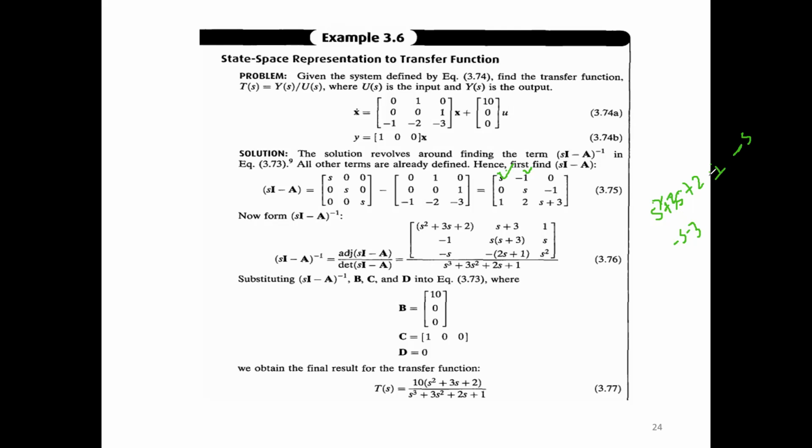Okay, second one would be minus. Okay, and the third one, this one would be cancelled out, 0, minus or plus 1. Actually, it would be minus 1. And for these, 2s plus 1. 2s plus 1. 2s, 2s plus 1.